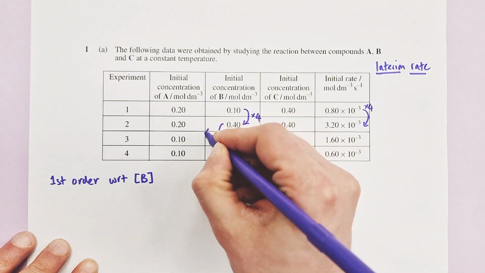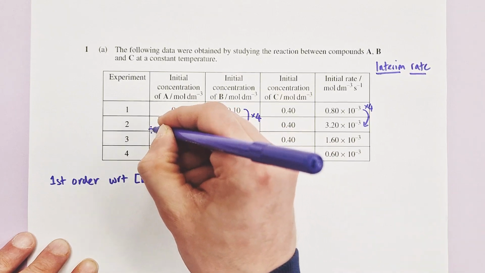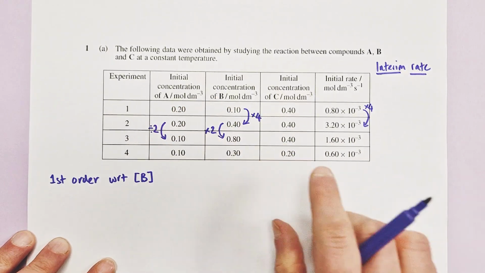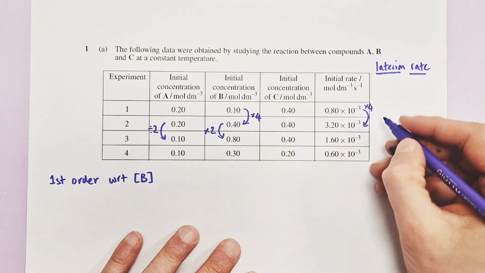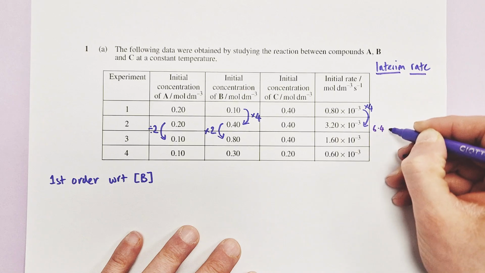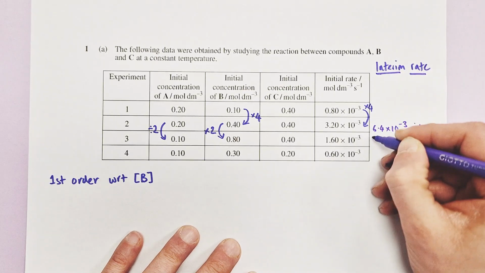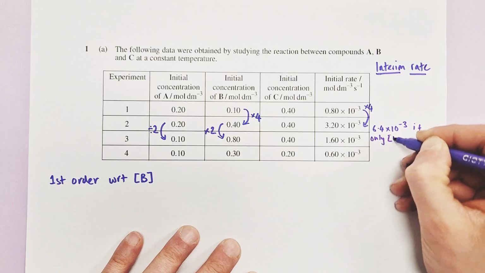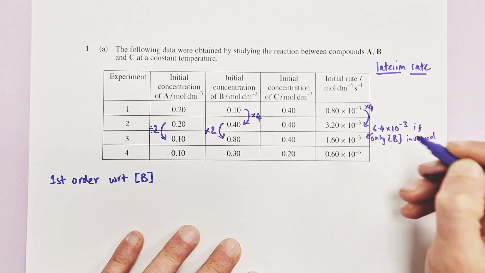Now, between experiments 2 and 3, both B and A change their concentration. Luckily, we already know what B does because it's first order. What we do is work out an interim rate, the influence of B on the rate of reaction as if it was acting alone. So doubling B should also double the rate. The rate should increase from 3.2 times 10 to the minus 3 up to 6.4 times 10 to the minus 3 if only B was acting in isolation.